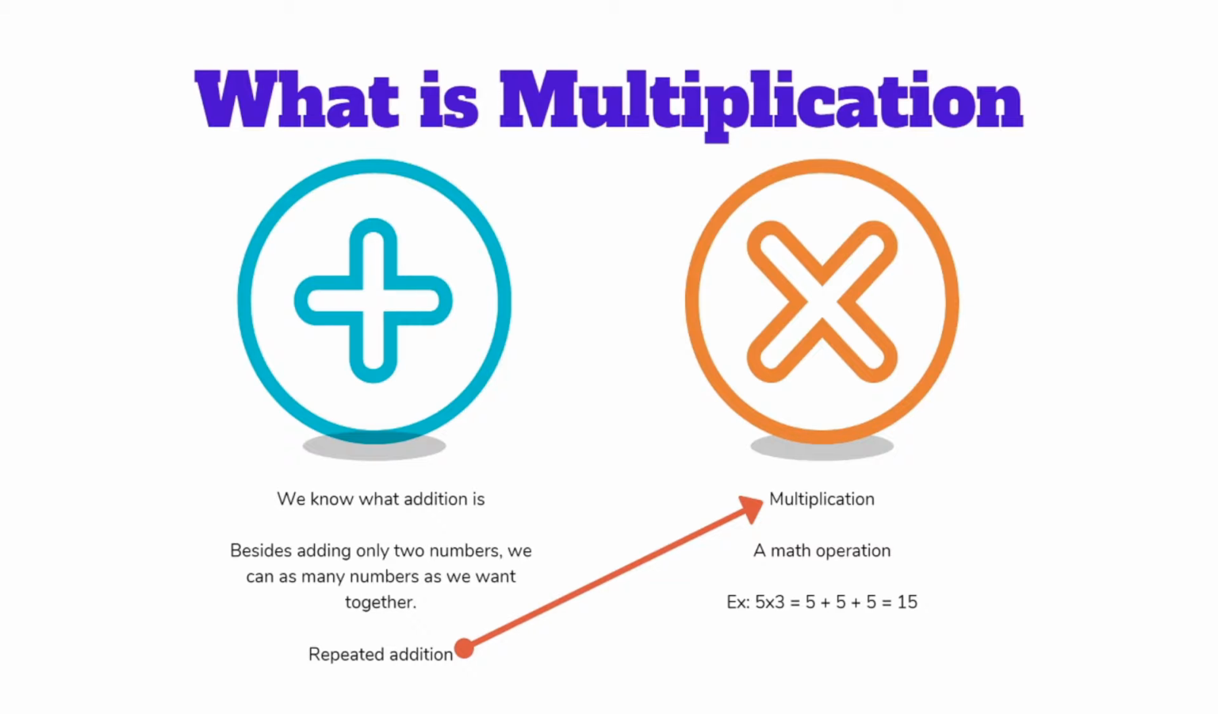Multiplication is a math operation that takes a specific number and adds it several times. So for example, 5 multiplied by 3 would be 5 plus 5 plus 5. So we're adding 5 3 times. And the answer to that is obviously 15.